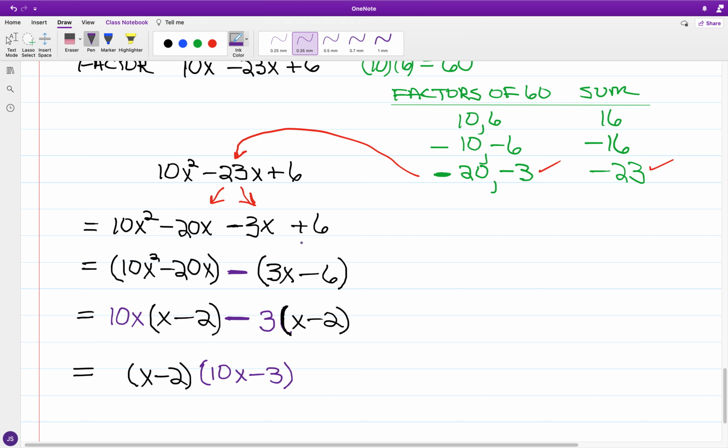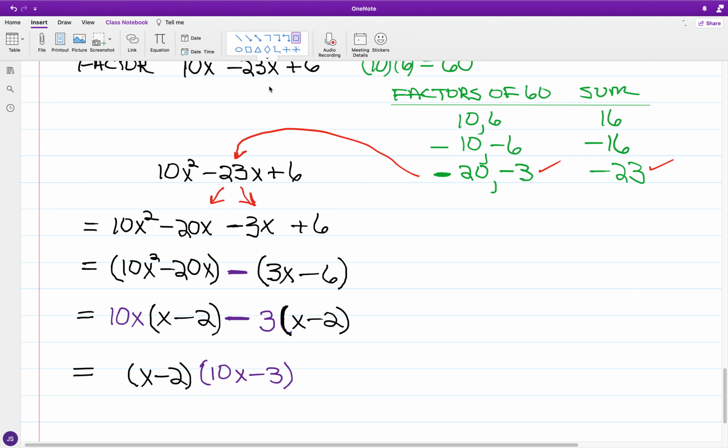And I will mention this. If I had displayed the order where I had 10x squared minus 3x minus 20x plus 6, your shared factor would have been 10x minus 3, and your outside terms would have been x and negative 2. But you would still come out to the same factors overall.